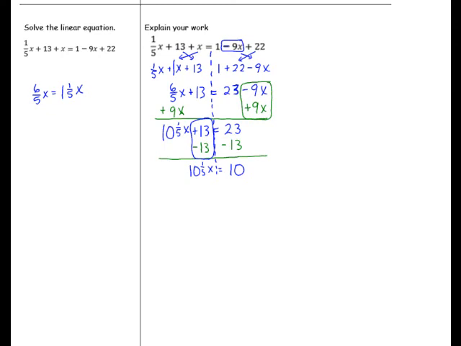Next, I've got 10 1/5 x equals 10. This means to multiply. The opposite of multiplying is dividing. In order to divide with a mixed number, I will need to change 10 1/5 to an improper fraction. 5 times 10 is 50. 50 plus 1 is 51. 51 over 5.